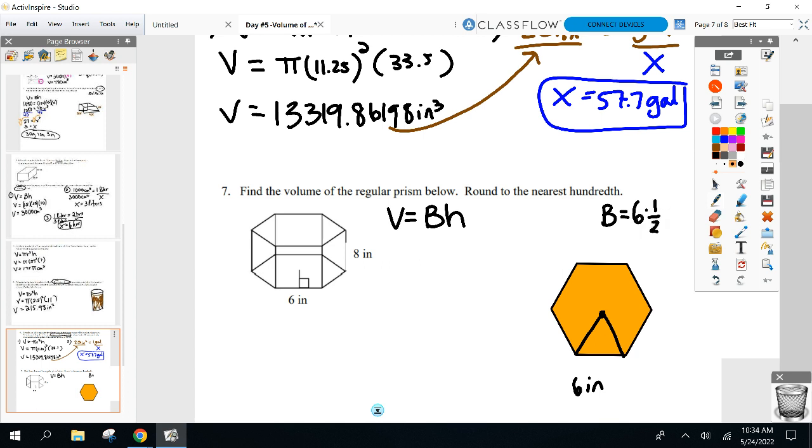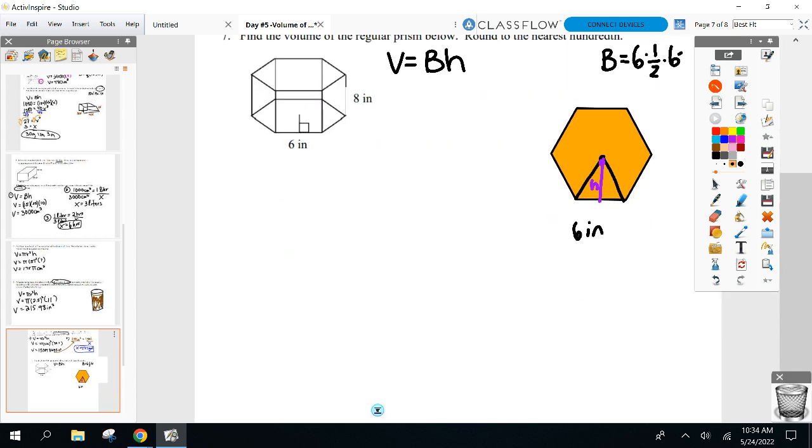What's the base of one of those triangles already? Times 6, times now the height. All right, times the height. It's going to make a 30-60-90, right? This angle here's the 30. Here's the 60 right here.